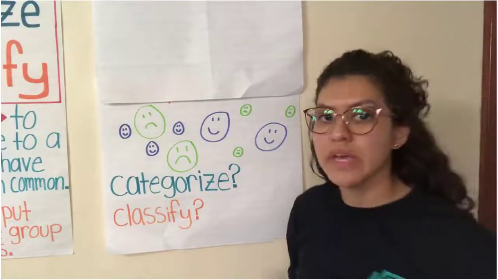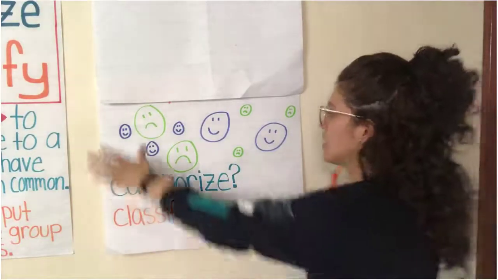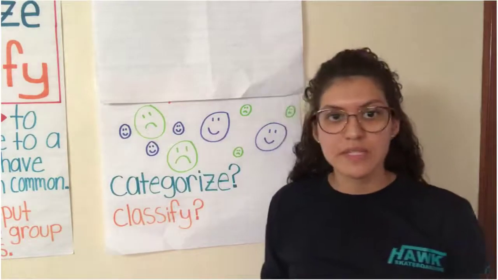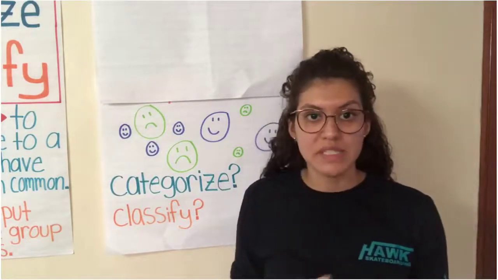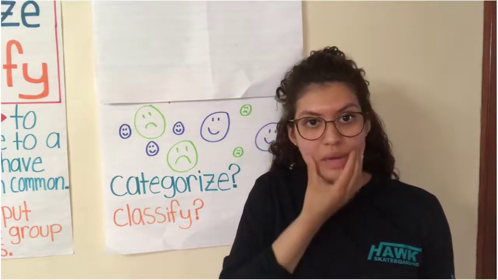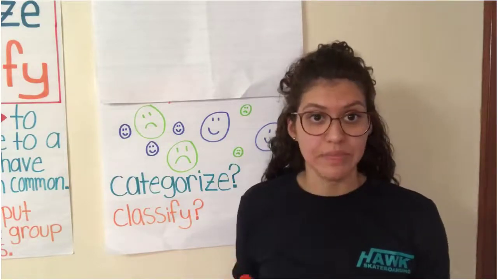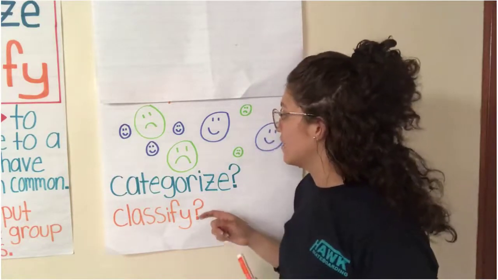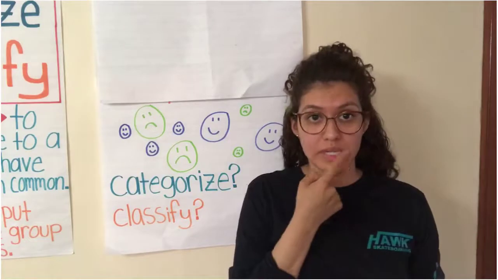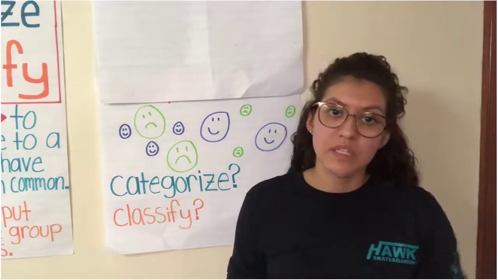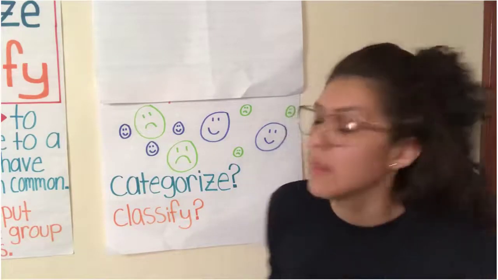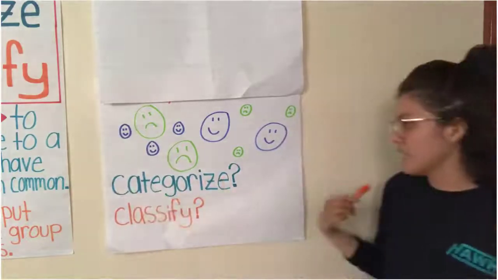Now, next we have our other example. So here we see a bunch of little faces, and the faces have an emotion on them. So the ones that have the smile, we can tell those are probably happy. Now the ones that have the frown, so it's going down, you can tell that they're probably sad. Now, we have to categorize them.